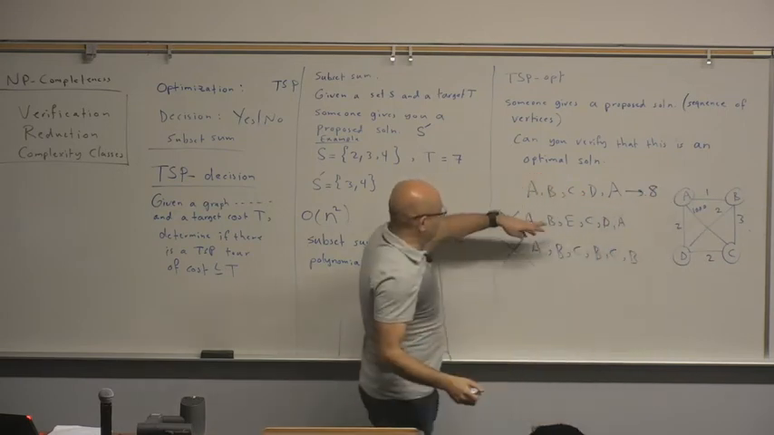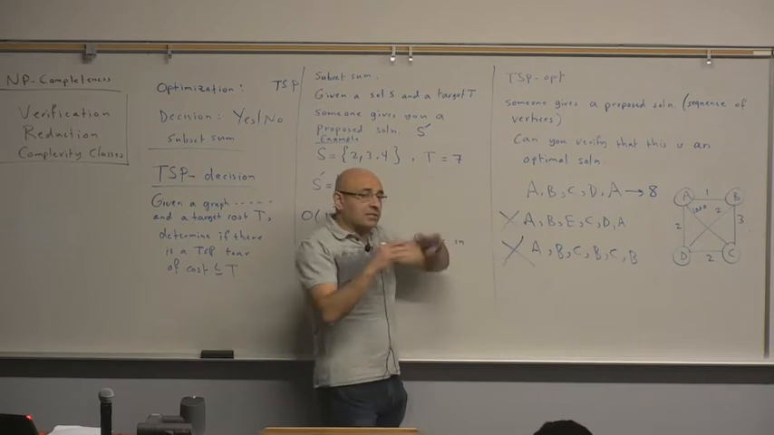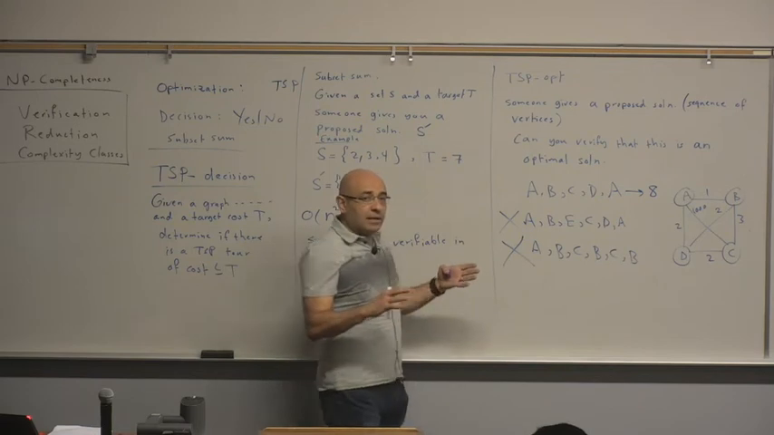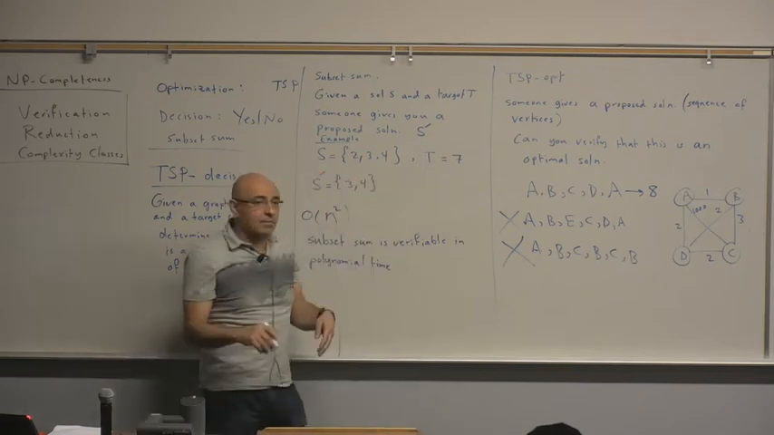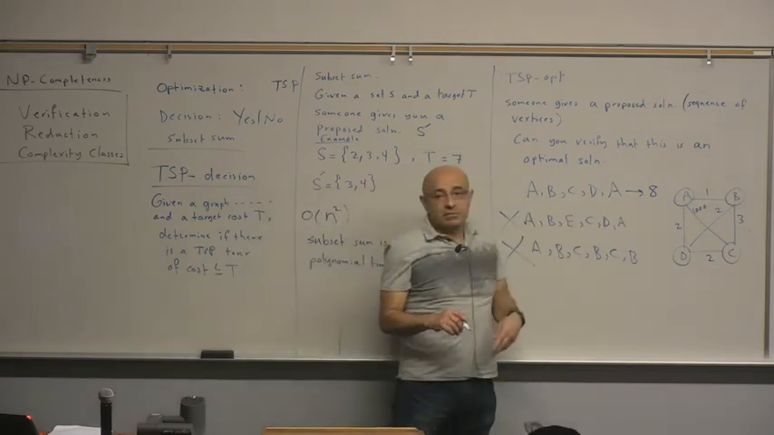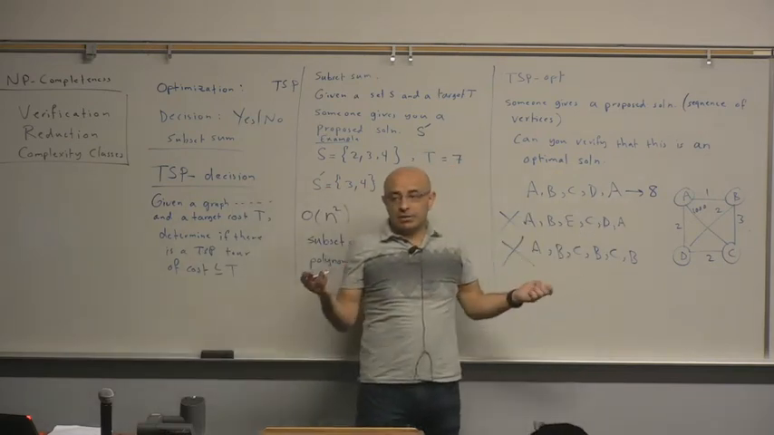So this is a correct solution. It satisfies all the constraints. It's indeed a cycle, all the vertices exist in the graph, and I'm not repeating any vertices. And the cost is 8. But so what? Is 8 optimal or not?